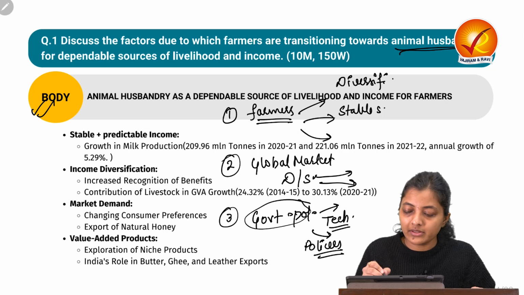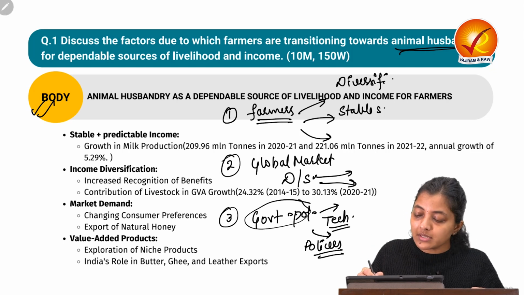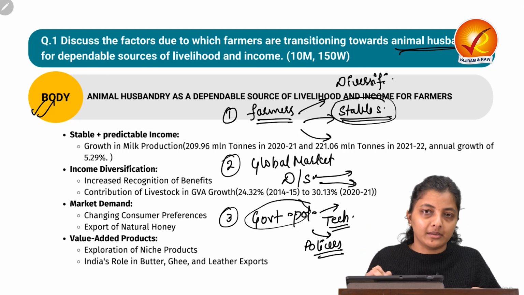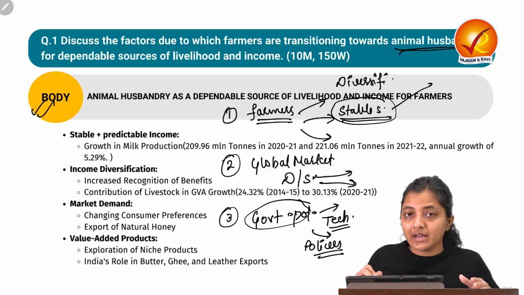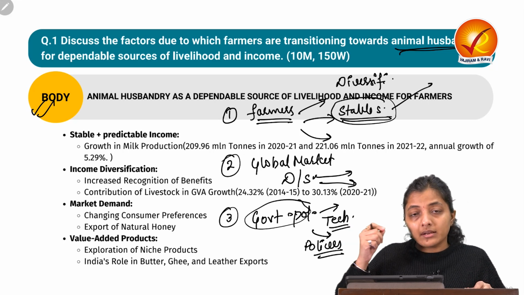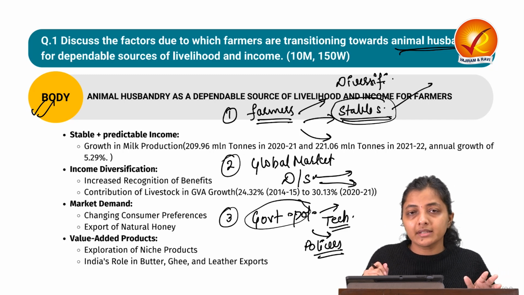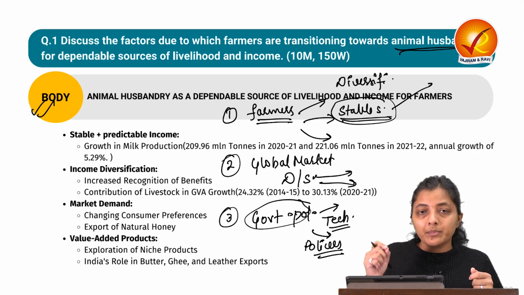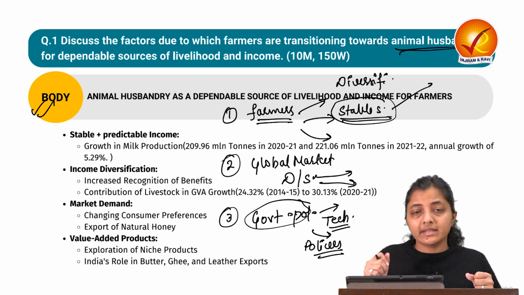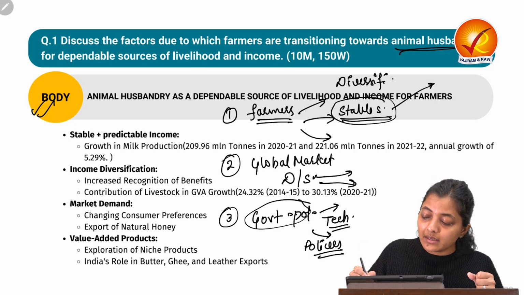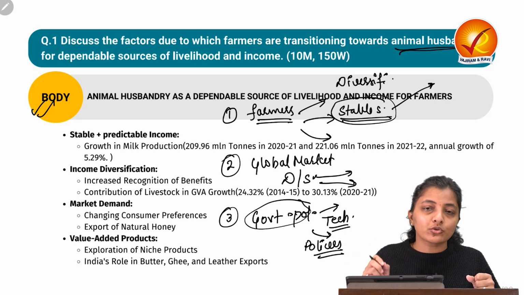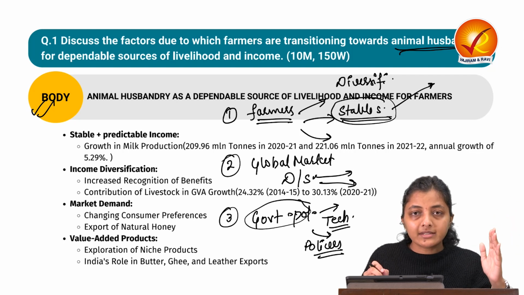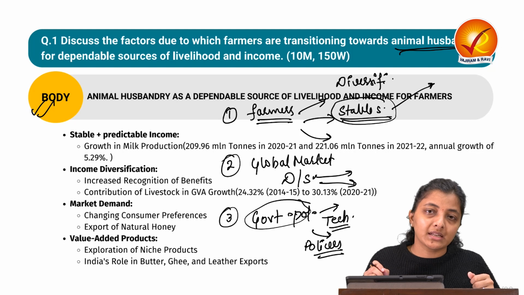So the first is related to the farmers. For the farmers, this livestock or the animal husbandry provides a stable source of income. Like in the crop production, there are the vagaries of the climate, erratic rainfall, and you know that India is largely rain-fed agriculture. Approximately 60% of the people are dependent on this rain-fed agriculture. So this animal husbandry provides the stable source of income, unlike the crop production, which is under the impact of the vagaries of the climate.